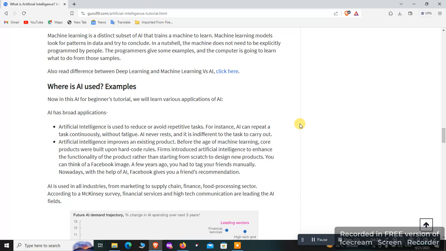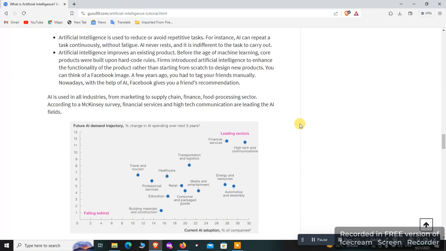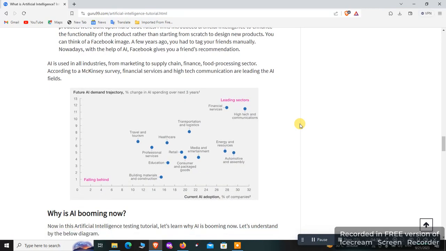You may have seen on Facebook a few years ago that you had to tag your friends in images manually; now, today, artificial intelligence provides recommendations. AI is used in industries such as supply chain, finance, and food processing. According to McKinsey, financial services, high tech, and telecommunications are the leading AI fields.